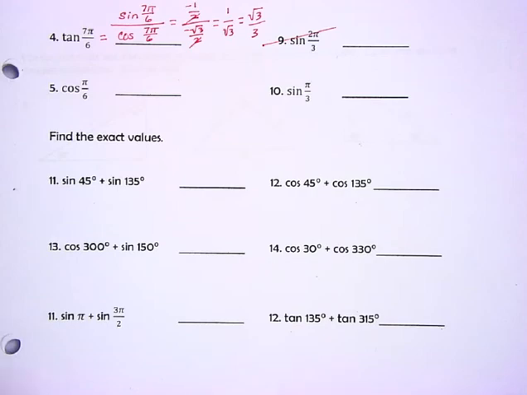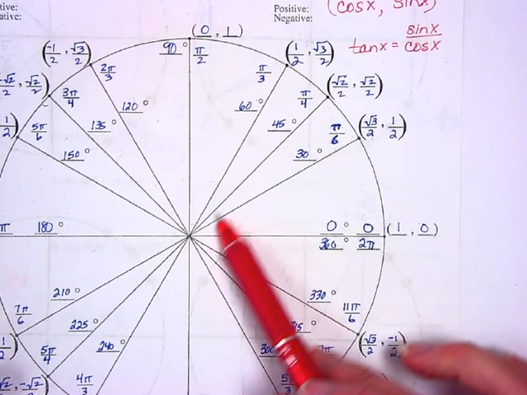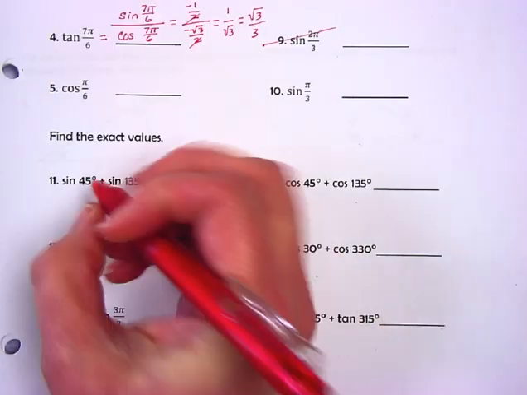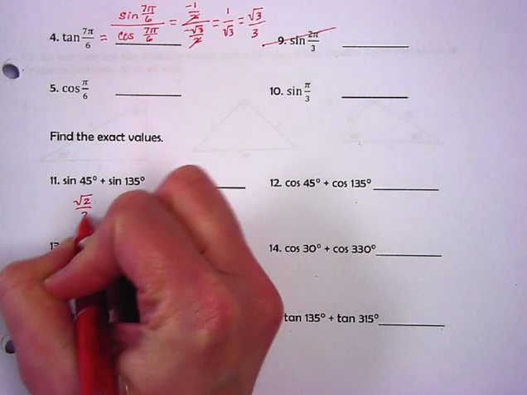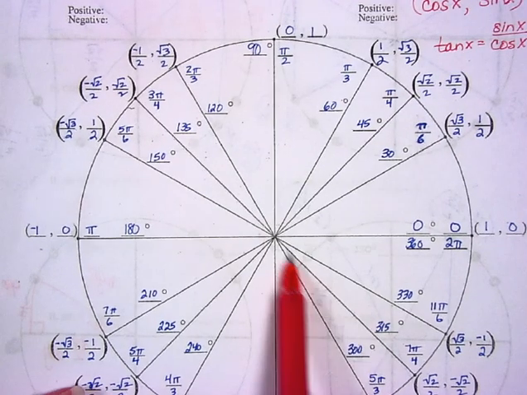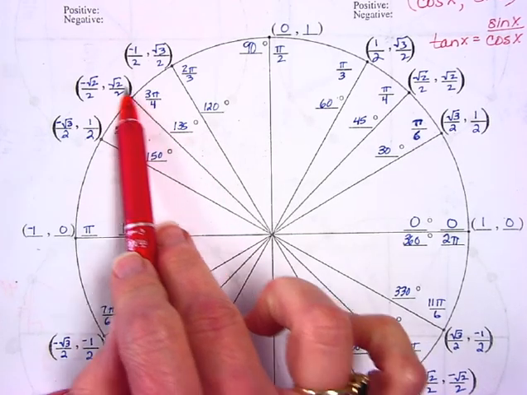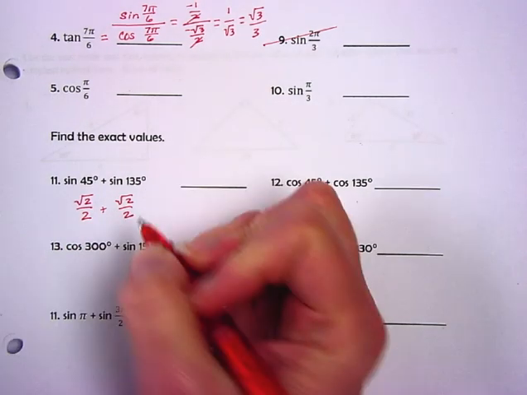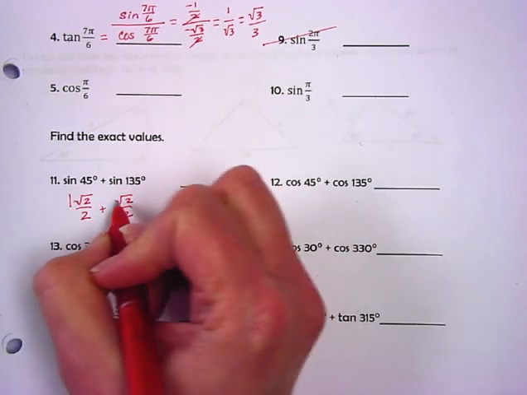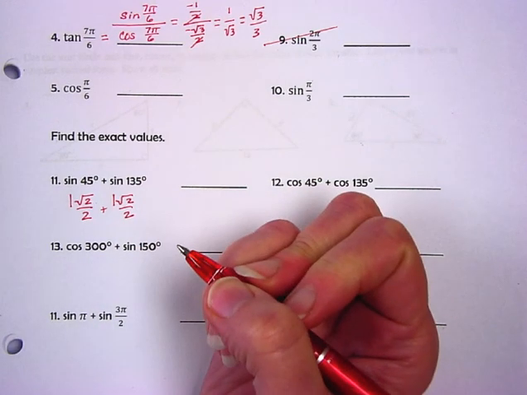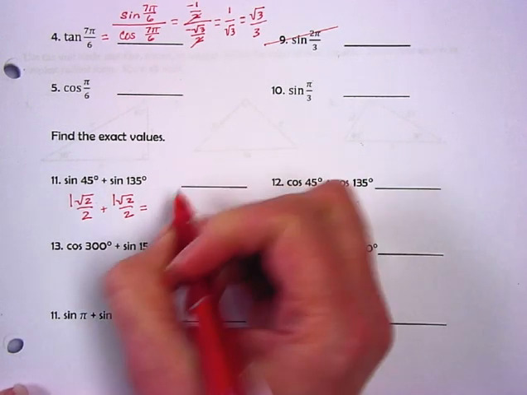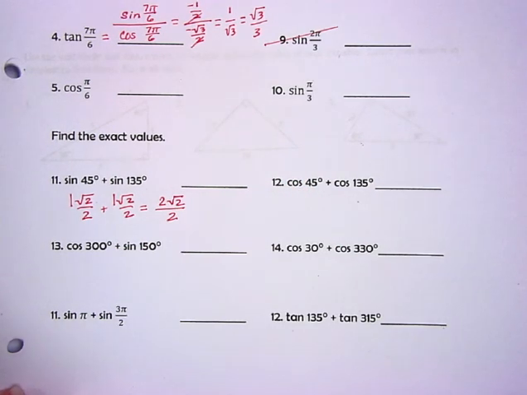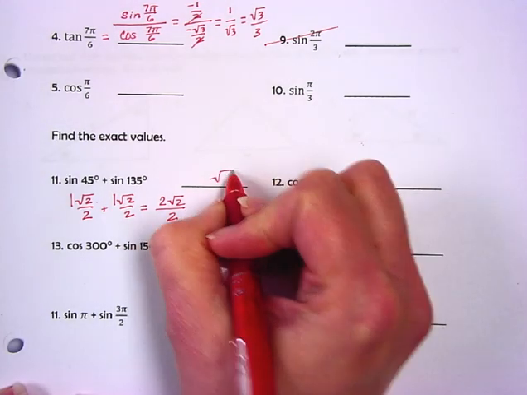So we have sine of 45. So we're looking at degrees this time. So what is sine of 45? Square root of 2 over 2. And then sine of 135. Square root of 2 over 2. All right, so we can think of that like 1 square root of 2 over 2 and a 1 square root of 2 over 2. When we add those together, how many of them do we have? 2. Square roots of 2 over 2. And those 2's will divide out, and so our final answer will just be the square root of 2.